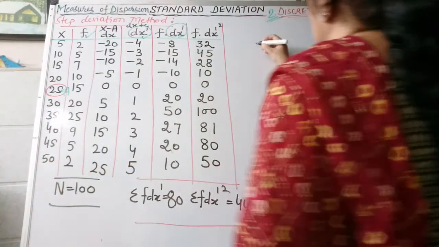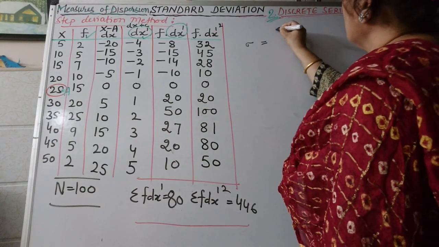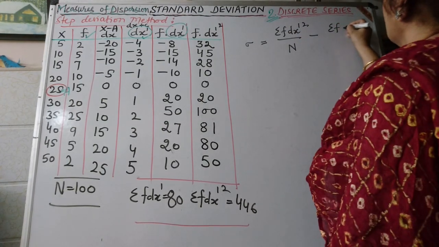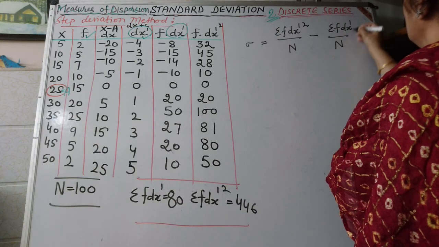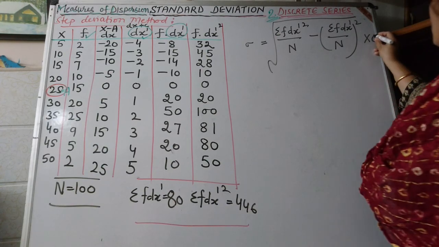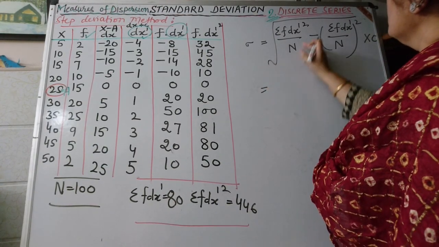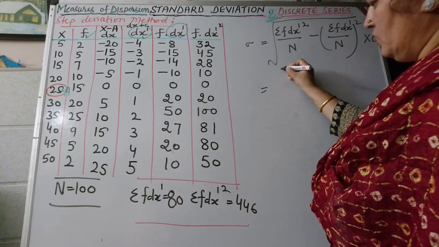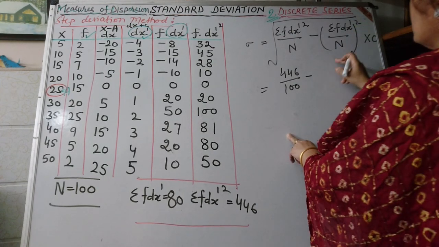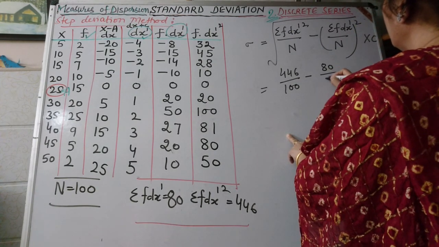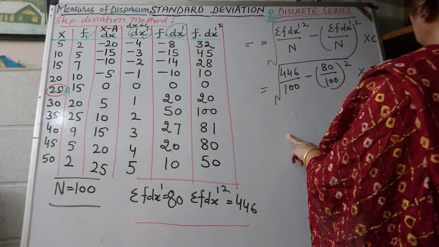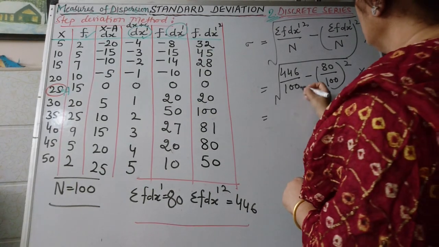Let us put the values in the formula of standard deviation, which is equal to the square root of sigma f dx dash square divided by n minus the square of sigma f dx dash divided by n, multiplied by c, the common equal class interval. That is equal to the square root of 446 divided by 100 minus the square of 80 divided by 100, and the common equal class interval was 5.